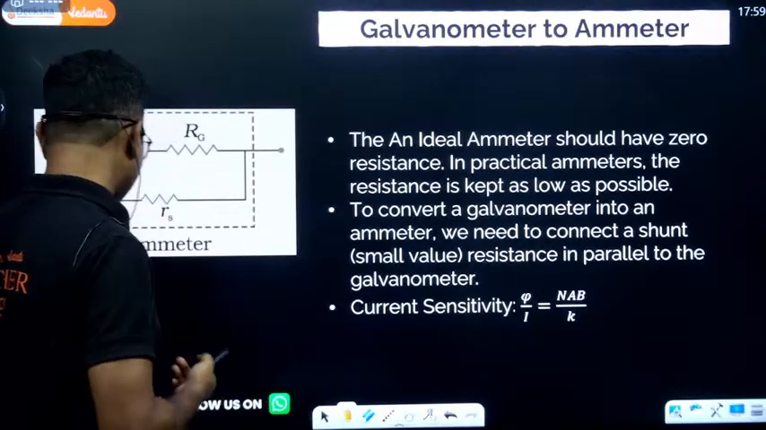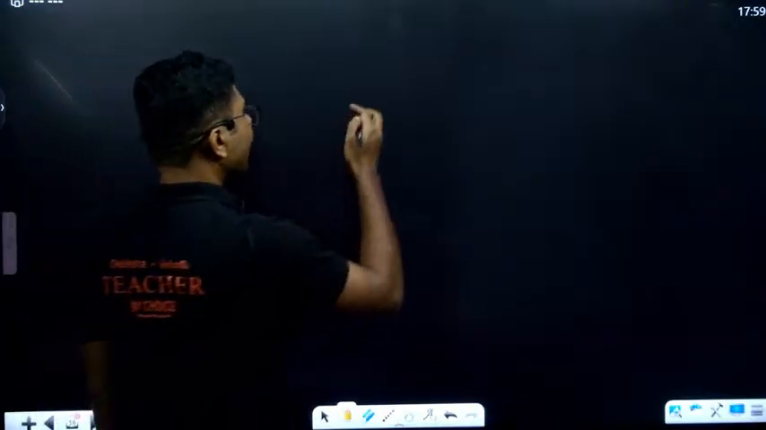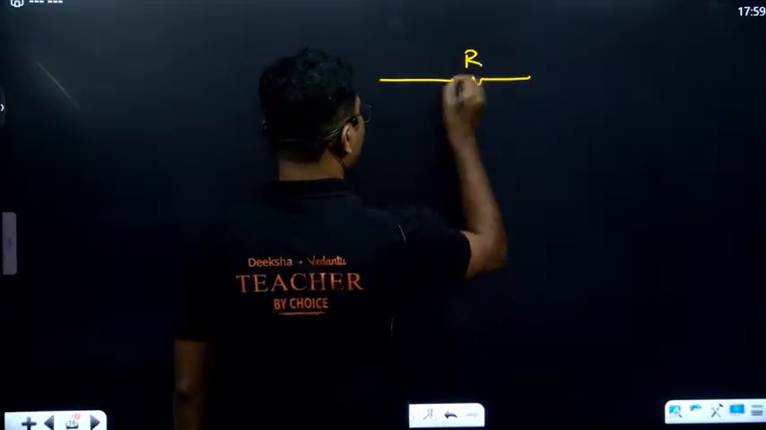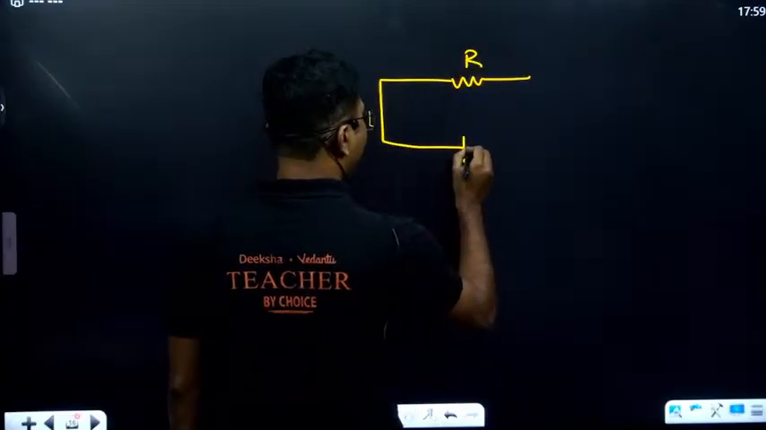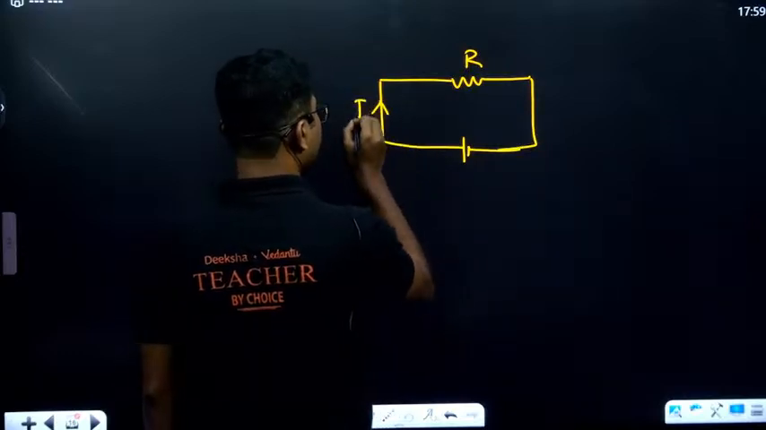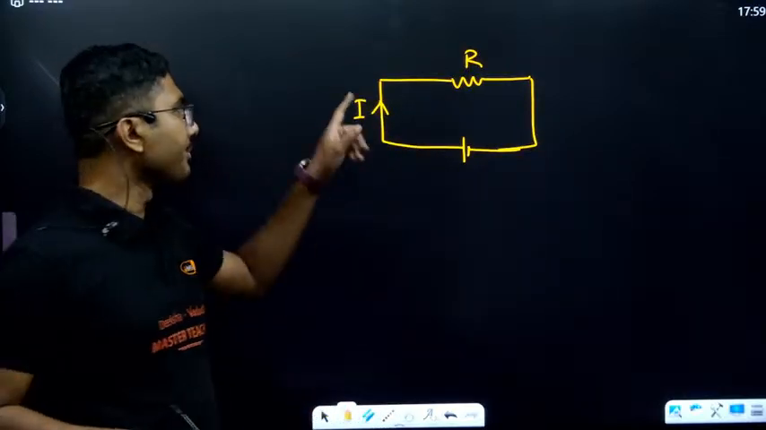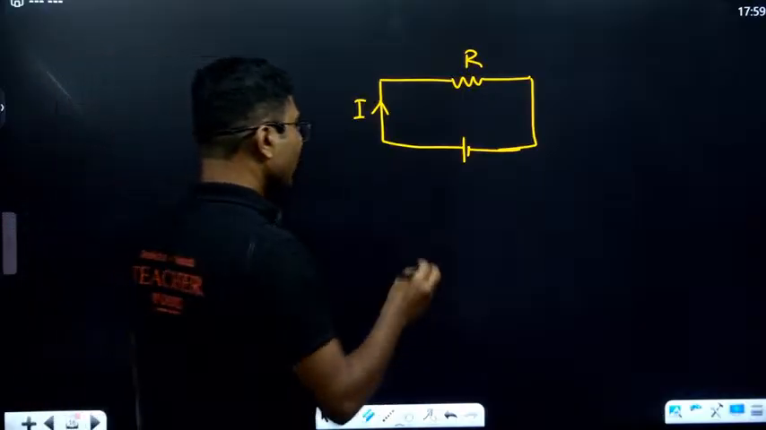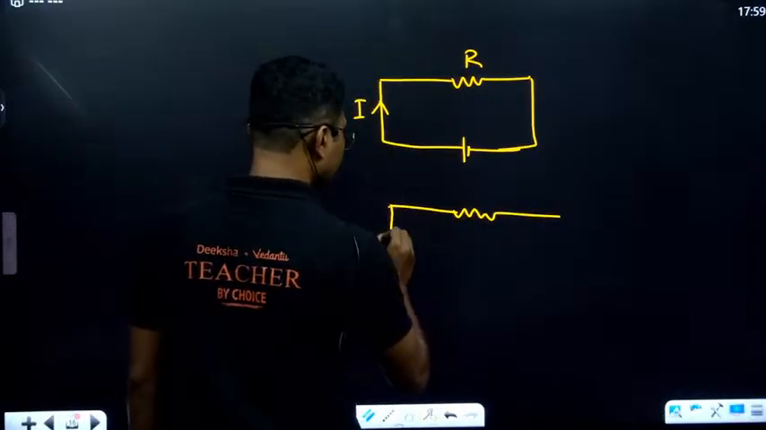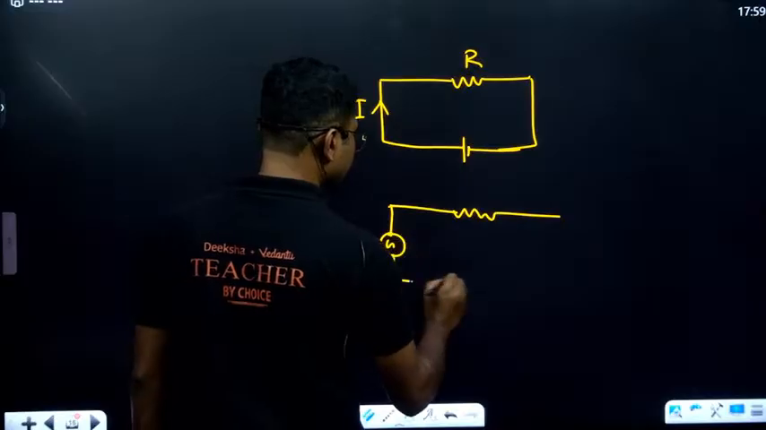For example, I'm giving you one example. We have a circuit, suppose a resistance, a battery, and some current flowing in the circuit. I want to measure this current. For that, what I did, I put a galvanometer in series, which is the principle, right? In series, current remains the same.